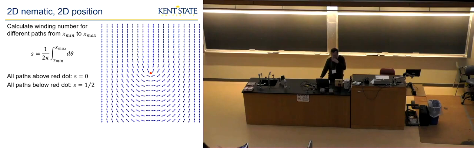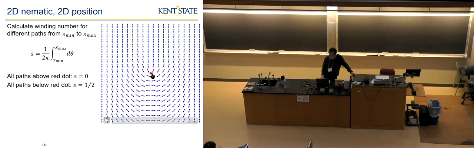Let's suppose that we have a 2D nematic and a 2D position, right? So you have the unit vector as a function of not just x, but x and y, okay? There are lots of possible configurations. Let's think about this configuration, okay? So something that has this interesting feature with the red dot right there, okay?